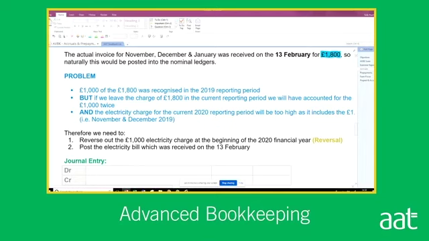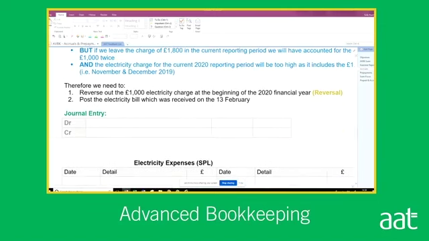So essentially what we need to do is correct it, because otherwise we're going to put the electricity charge too high. If we don't do anything with that £1,000, we're going to have 1,800 sat there in the P&L, which means that the electricity account is going to be too high, which means our profit will be understated. So we need to correct it. So what do we need to do? We need to reverse out that £1,000 electricity charge at the beginning of 2020.